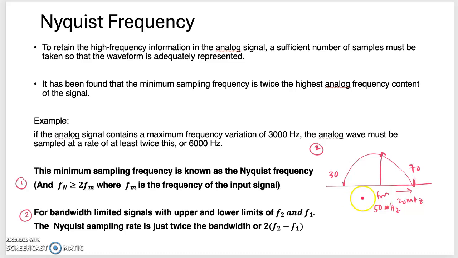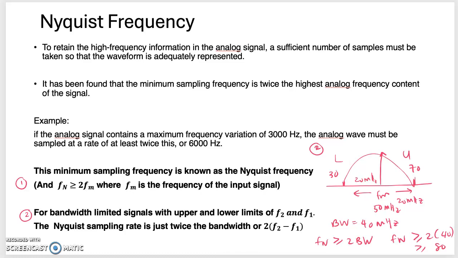So my bandwidth, what is my bandwidth? My bandwidth is 40 megahertz. So the Nyquist law, or the Nyquist condition, tells me if my signal is in the middle of a spectral band and is limited by a lower and upper frequency, I need to use this formula instead. So therefore, Fn is going to be 2 times 40, or it's going to be 80 megahertz.